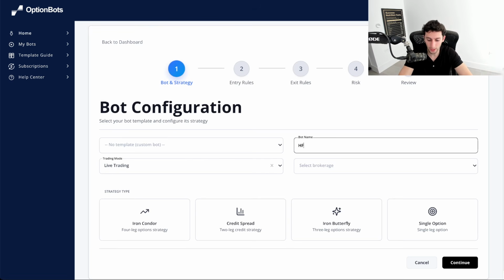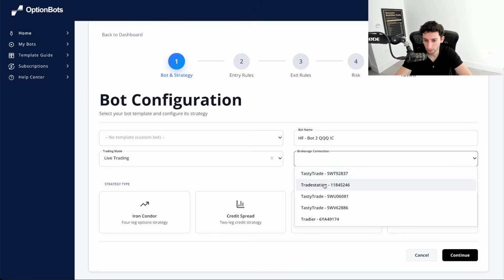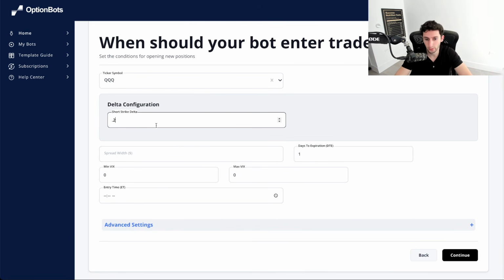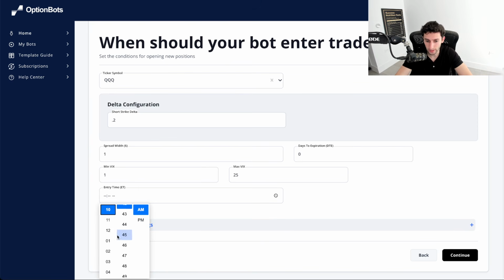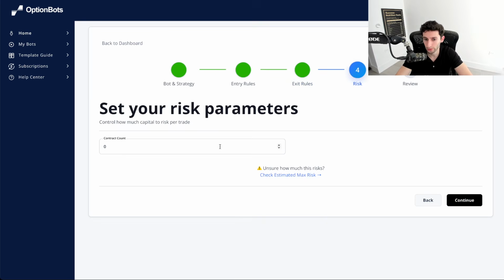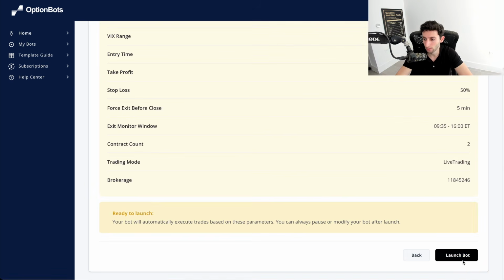So we're going to call this hedge fund bot 2, QQQ, Iron Condor. So it's the same thing, TradeStation, Iron Condor. This one's going to be the Qs. Okay, 0.2 delta, 1 point spread, 0 DTE, minimum 1.25 on the VIX. We're going to get in here at 2:20 PM, like this. We're going to go 50% take profit, 50% stop loss, 5 minutes before close, 2 contracts, and launch.